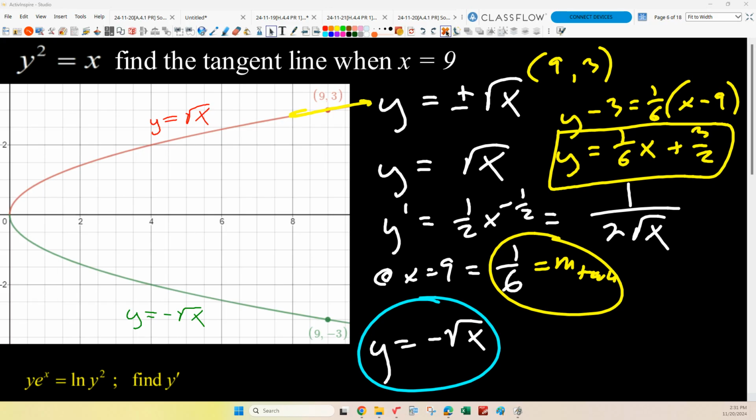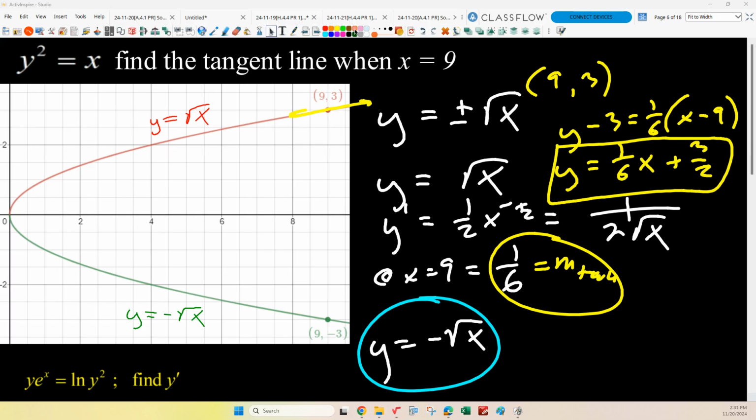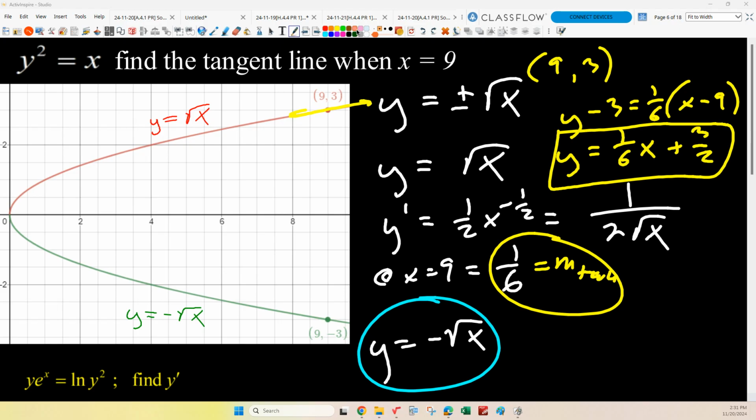It's not a function, right? It's not a function. But if we solve for y explicitly, we get y equals plus or minus the square root of x. And so the math gods, in their wisdom, broke this up into two relations that are functions. The plus version is the top piece, the minus version is the bottom piece, right?